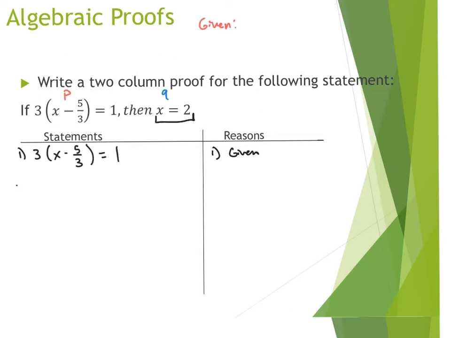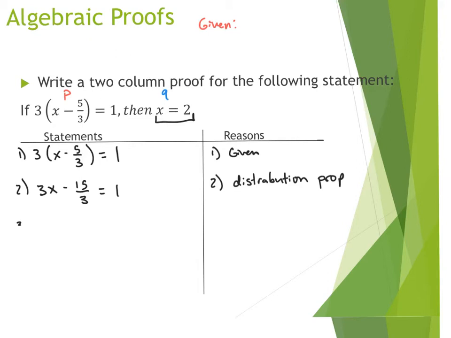So my second step, I'm going to distribute, and I have 3x minus 15 over 3 is equal to 1. My reason for this is the distribution property. That is most likely not how you spell that word, but that's okay.